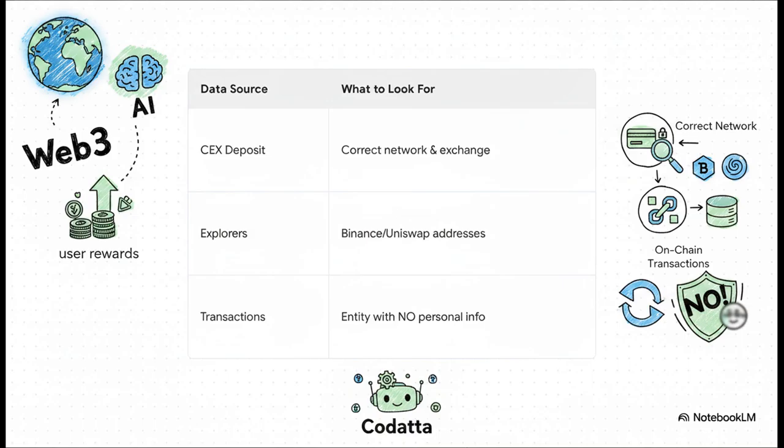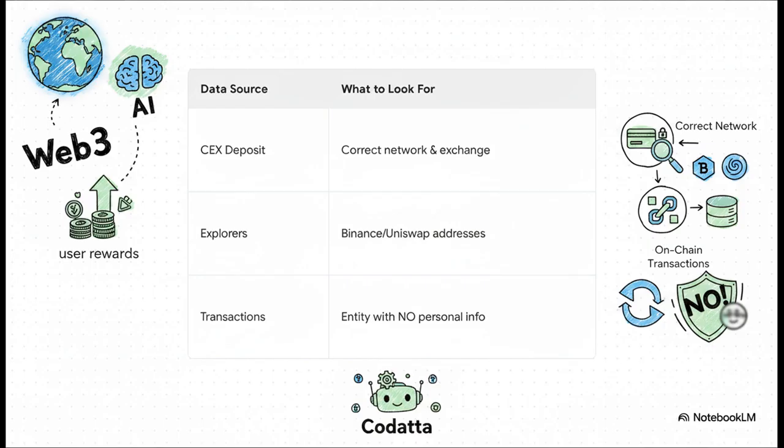So where do you actually find this data to submit out in the wild? Well, the source outlines 3 simple methods. First, CX deposit pages. When you deposit funds via a centralized exchange's web page, the page confirms the exchange label and displays the deposit address. You just need to ensure it matches the correct network. Second, blockchain explorers. You can use tools like Etherscan to search for addresses associated with known entities, like Binance or Uniswap. And third, on-chain transactions. You can provide relevant transaction details right when you're making them.